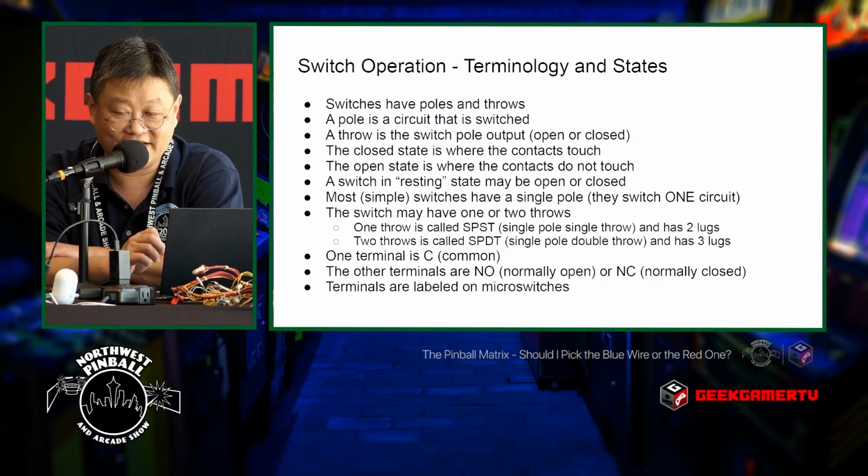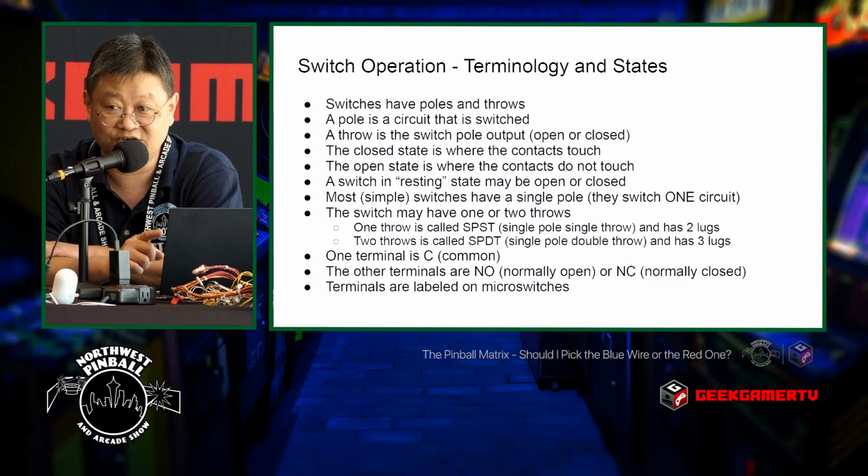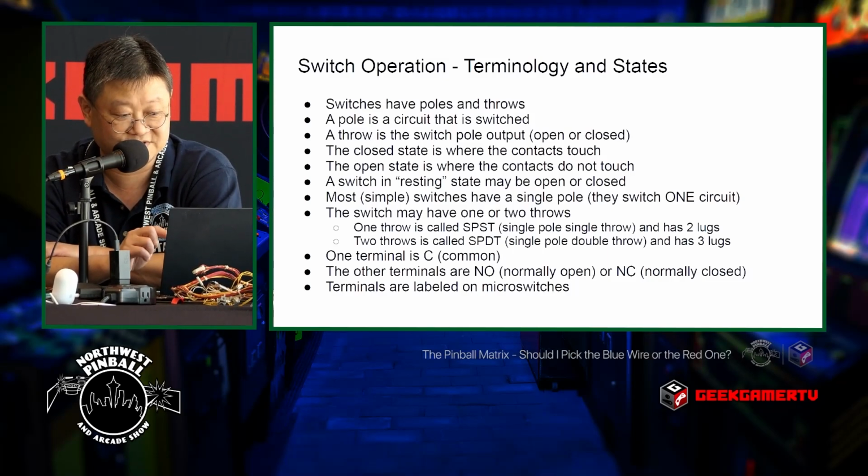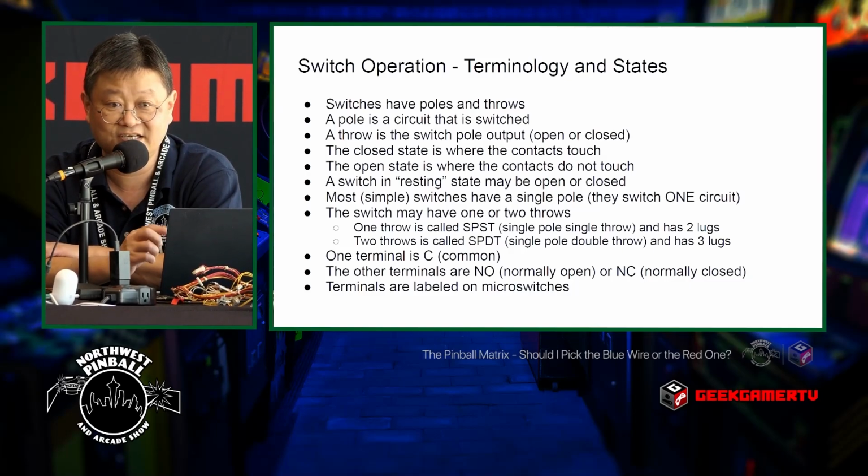A switch can have two throws. It can either be one contact that's opened or two contacts, one that's opened and one that's closed, and that's what's described here. One throw is SPST. You'll see that terminology used. You'll also see it used to describe relays. Relays are just switches that are controlled by an electromagnetic coil, which pulls contacts one way or the other. A two throws is SPDT.